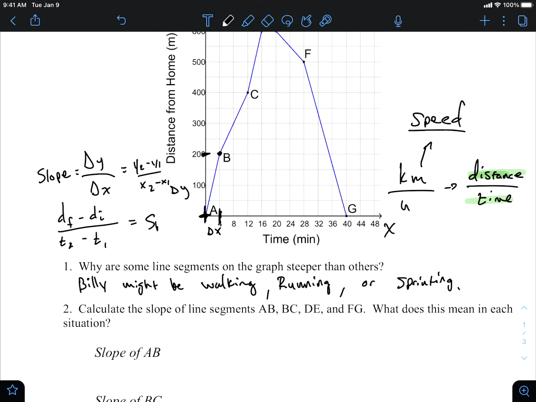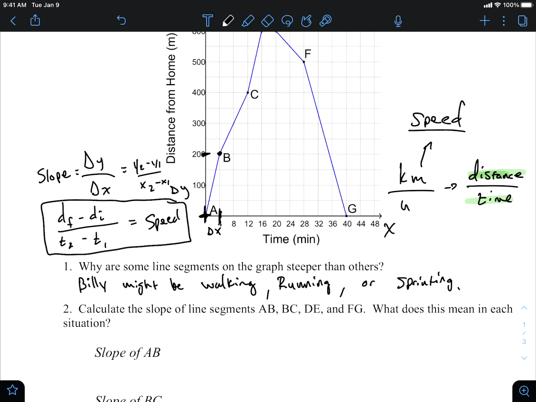So this is speed. That's speed on a distance time graph. Does anybody have any questions?